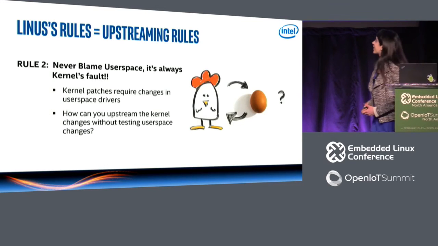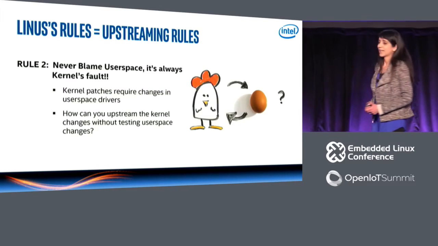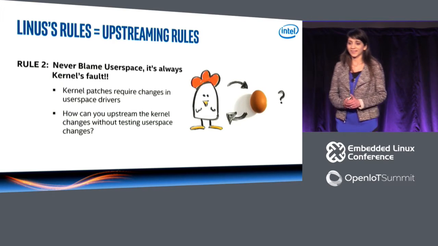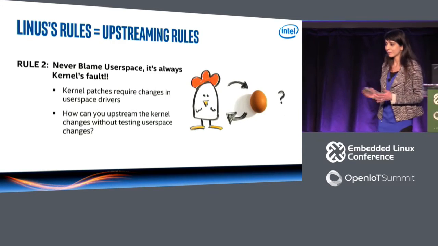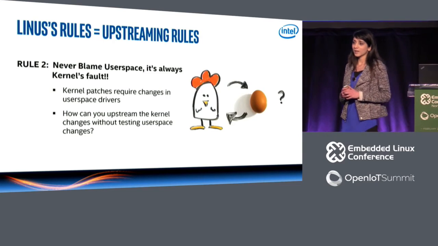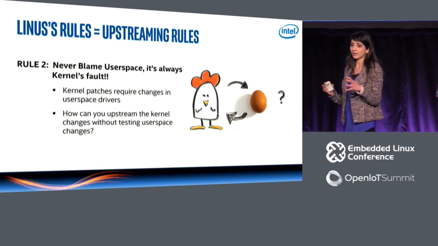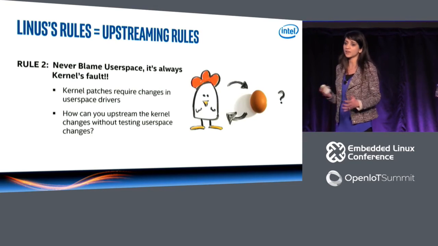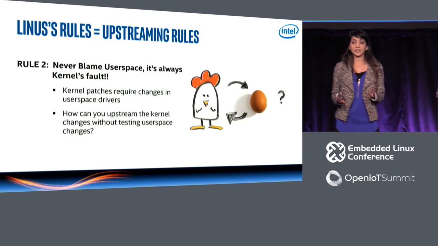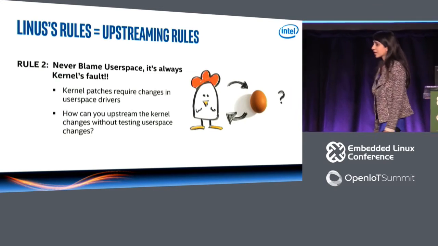Next rule, right? Never blame user space. It's always the kernel's fault. It's kind of sarcastic, but it's also true. Because the kernel is the component sitting closest to the hardware, so if the hardware doesn't behave as expected, then the kernel developer is the one to blame.